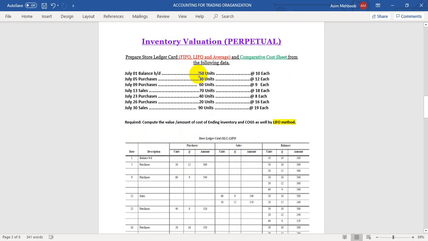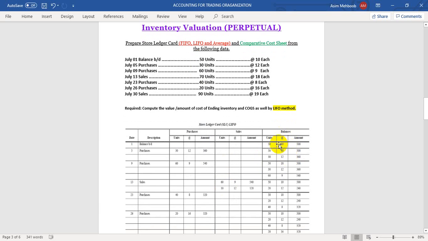In the beginning, you can see we have balance brought down, 50 units. Then you purchase 30 units at the rate of 12, so you will write 30 units at the rate of 12. 30 into 12 is 360, and you will keep it under the balance. So this shows that this is your last inventory from the last month, June, and this is what you just purchased on 5th July, 30 units at the rate of 12.